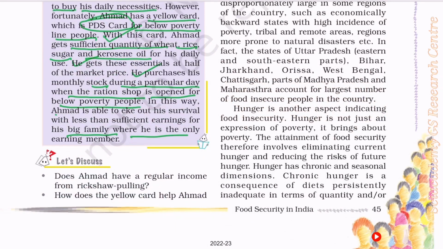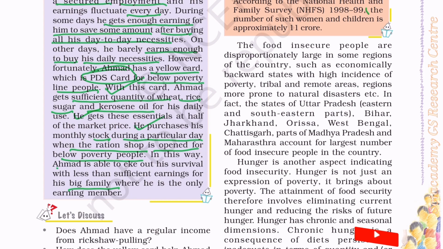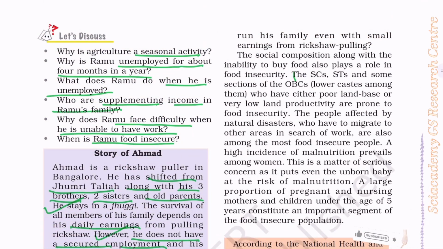Let's discuss. Does Ahmad have a regular income from rickshaw pulling? How does the yellow card help Ahmad and his family even with small earnings from rickshaw pulling?